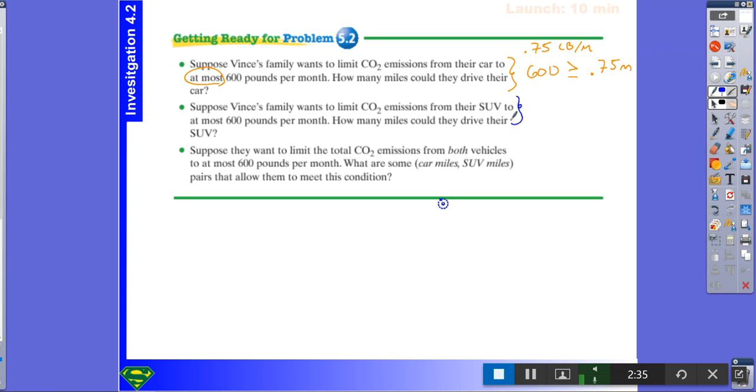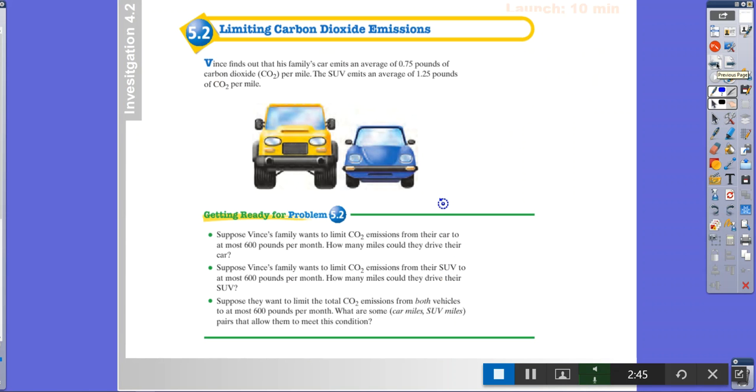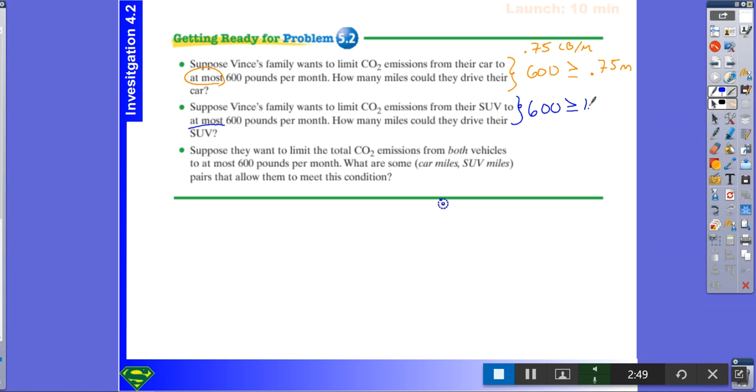For the SUV, it's going to be very similar. Again, we have the 600. It says at most, so we have this. And the SUV, I think, was 1.25. So 1.25 times, and instead of miles here, because we're going to have miles for the SUV too, let's use C for car miles, shall we? And S for SUV miles.